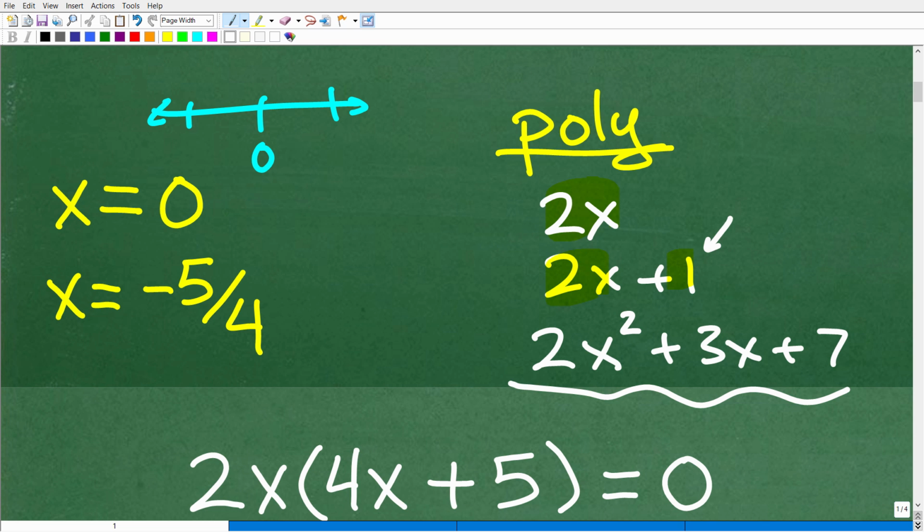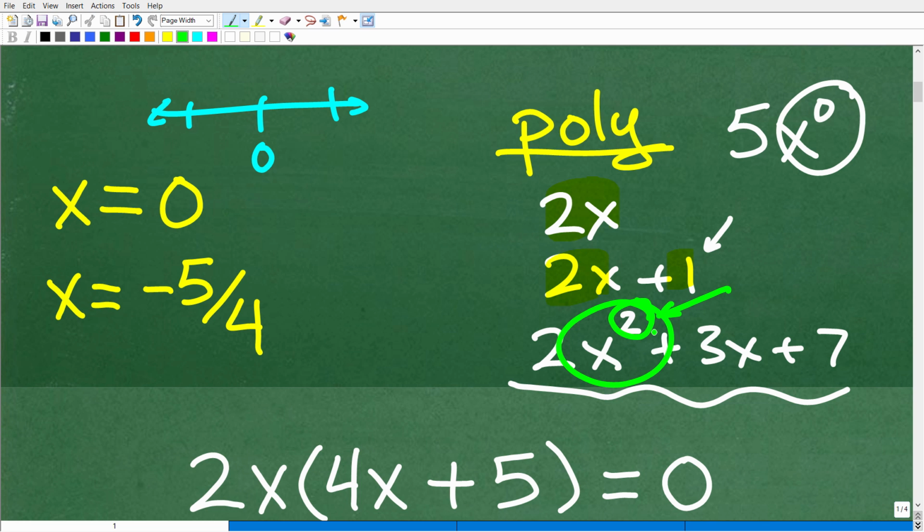Let's use the number 5. 5 is the same thing as 5x to the 0 power. Anything to the 0 power is 1. So indeed, numbers are considered terms of a polynomial. So this would be a trinomial. There's three terms here, but the key thing that I want to talk about is that the highest power here, what we call the degree, is the highest power of the polynomial, which is 2.